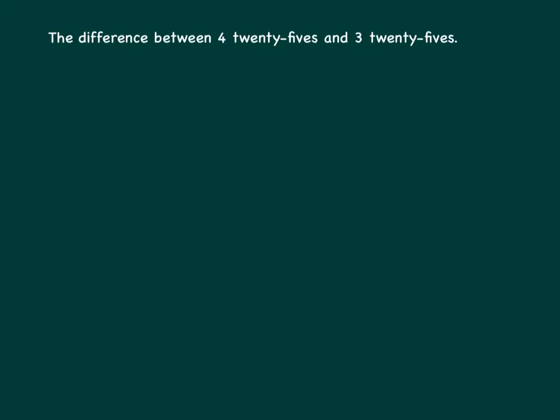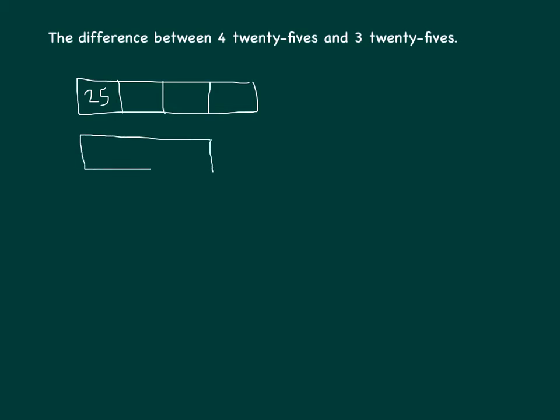For the next example, the comparison bar model is probably more appropriate. We have the difference between 4 25s and 3 25s. So first I'm going to do my 4 25s. Each of these are 25. And I want to find the difference between that and 3 25s. Notice I'm lining up my equal parts. And what I'm trying to find is the difference. You can see from the picture what it's going to be. It's just going to be 25.